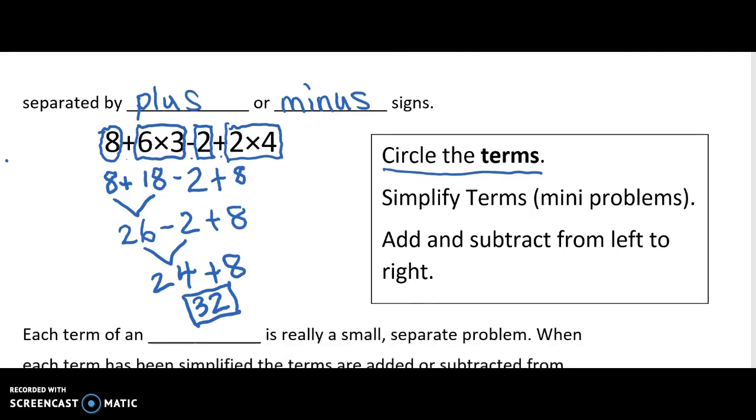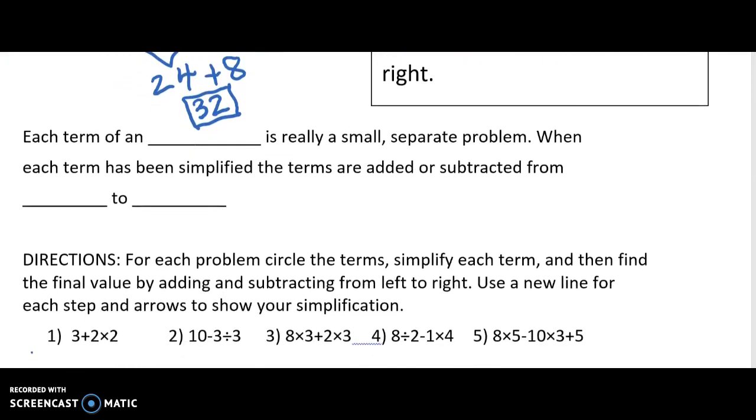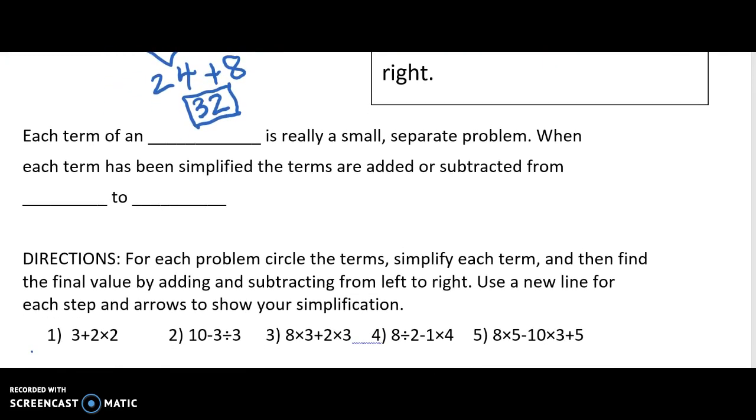Okay, let's move down the page now. Each term of what are we working with? Expression. Each term of an expression is really a small separate problem. When each term has been simplified, the terms are added or subtracted from, which way did we go? From left to right.